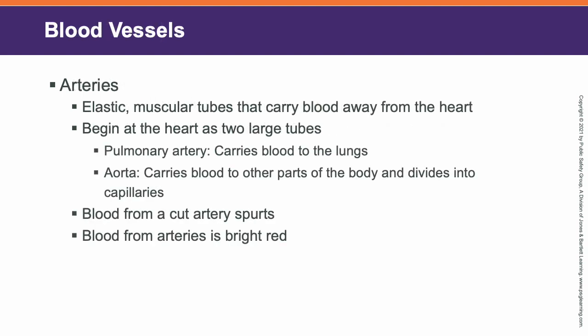Okay, so after blood leaves your heart, it goes into your arteries. We have a few different types of blood vessels. We have arteries, we have veins, and we have capillaries. The first type is arteries. Arteries are large blood vessels that take blood away from your heart. So that's how you remember what arteries do. They start with an A, so the blood goes away from your heart.